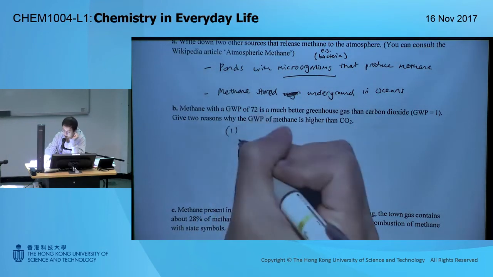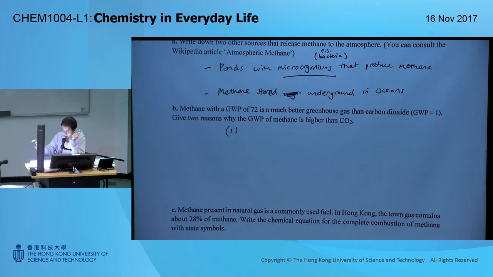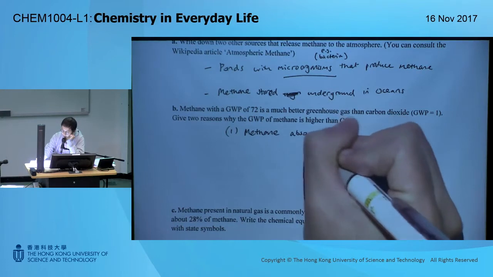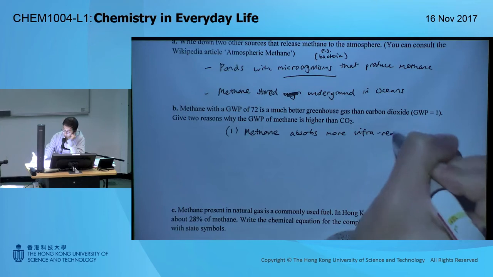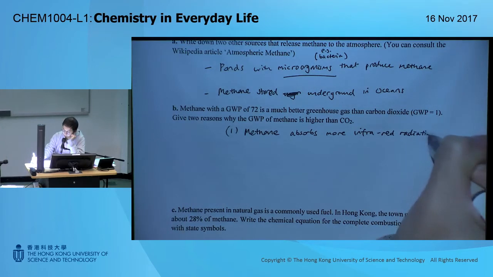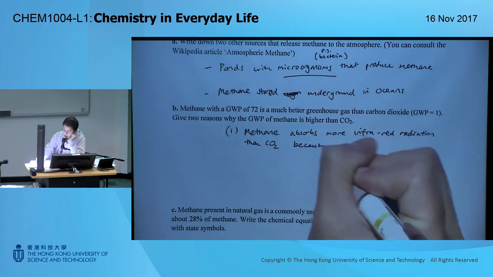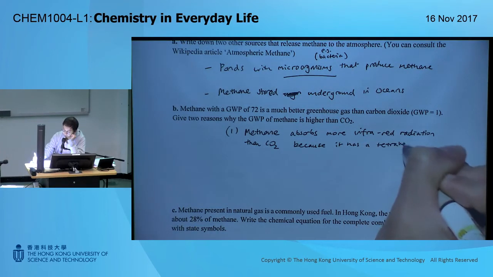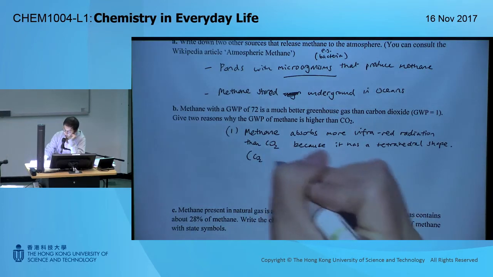The first one is to do with absorption of infrared radiation. Okay, so methane is a much better absorber of infrared radiation, more infrared radiation than CO2, because it has a tetrahedral shape. And you can also say that CO2 is linear.